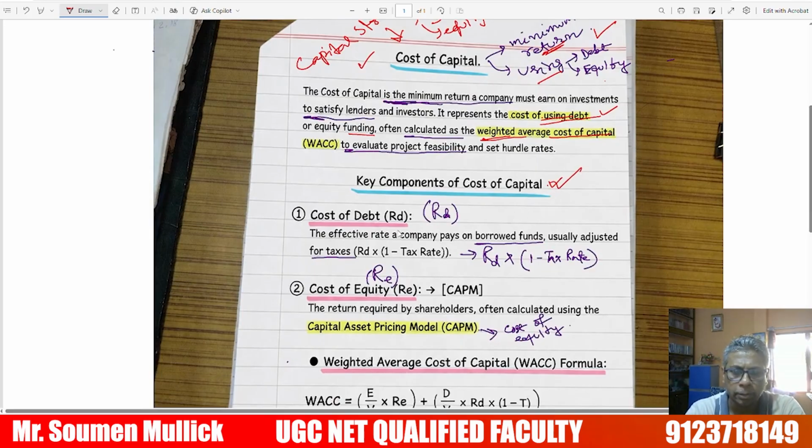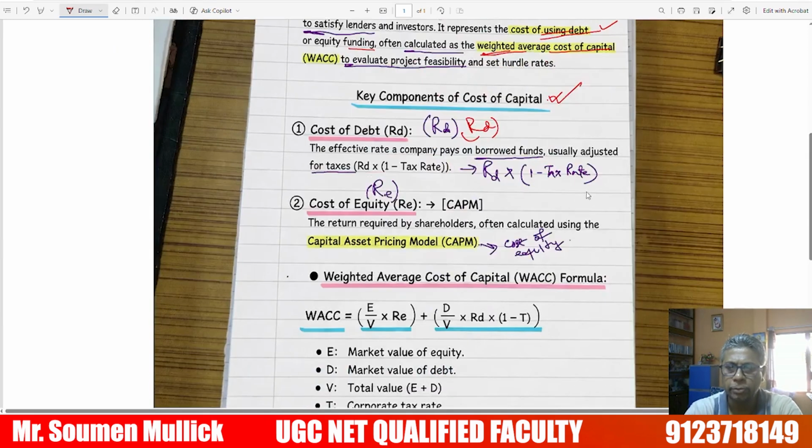The key component number 1 is the cost of debt, identified by RD. It is the effective rate a company pays on borrowed funds, usually adjusted for taxes. The formula is RD into 1 minus tax rate. Second, cost of equity. Cost of equity is the return required by shareholders, often calculated using CAPM, the Capital Asset Pricing Model. Remember, cost of debt is RD and cost of equity is calculated using CAPM.